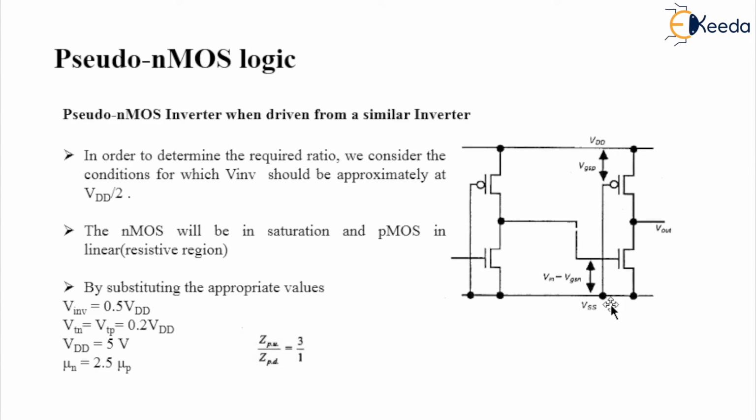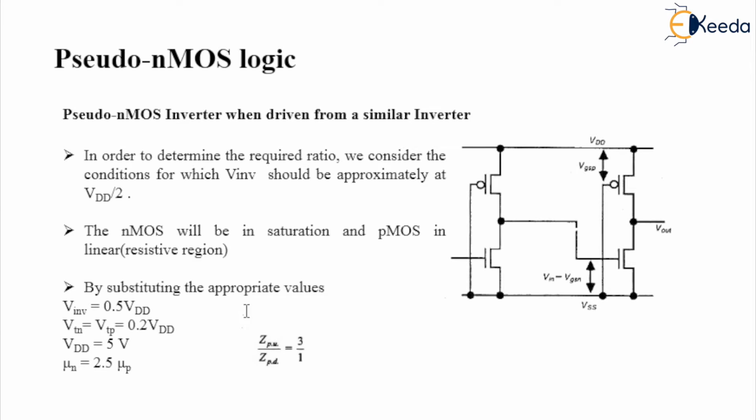That will exist at the point of saturation. We are going to find out the Z pull up to Z pull down ratio when the inverting voltage is approximately VDD by 2. That has been written here. So when V inverting is reaching VDD by 2, nothing but the saturation point, we have to calculate the Z pull up to Z pull down ratio.